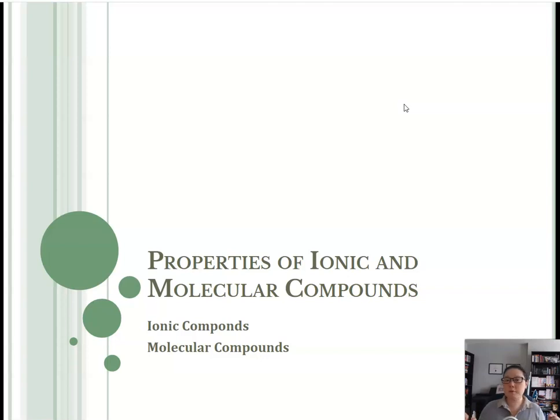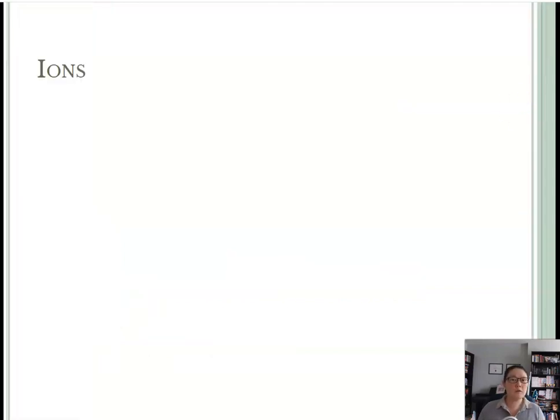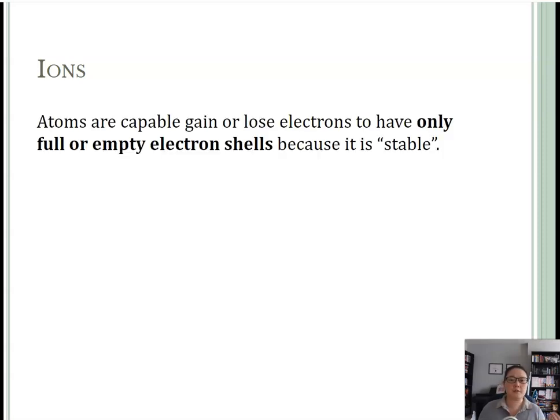So to start, before we talk about the properties of these types of compounds, we are going to talk a little bit about how they are made. To talk about ionic compounds, we need to talk about ions first. As a reminder, atoms are capable of gaining or losing electrons to have a full or empty electron shell because it is stable.